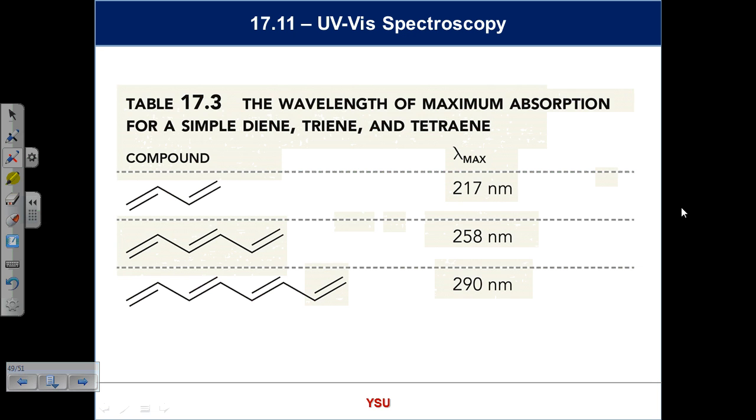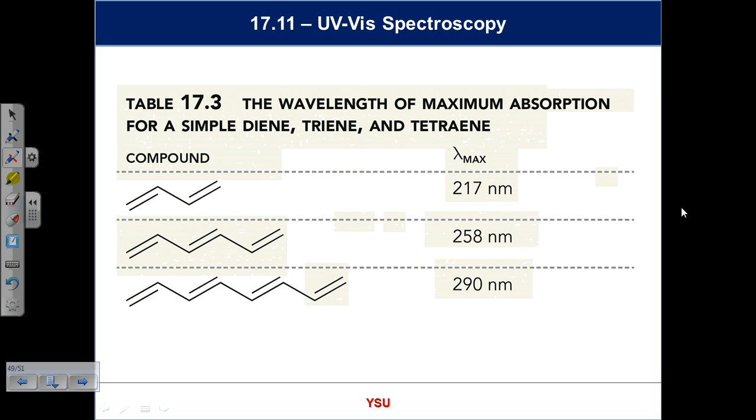Here we have some actual numbers. The lowest wavelength here is 217, and the highest one there is 290. And those numbers, like signals on a C13 or an NMR spectrum at various places, will give you an indication about what type of system you have in your molecule.